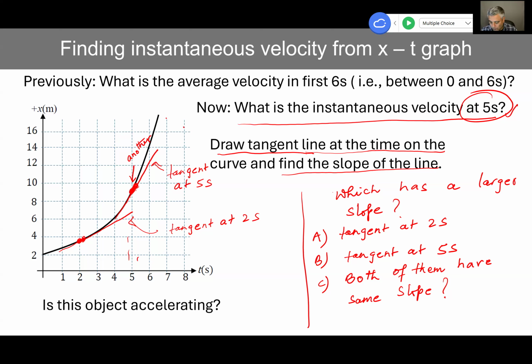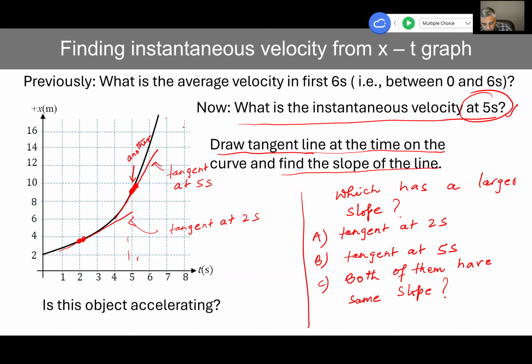So see, slope, just like the slope of a trail or road, we say more steep means higher slope, right? If it is a flat road, zero slope. If it is going downhill, negative slope. If it is going uphill, positive slope. Okay, so that's how it works.